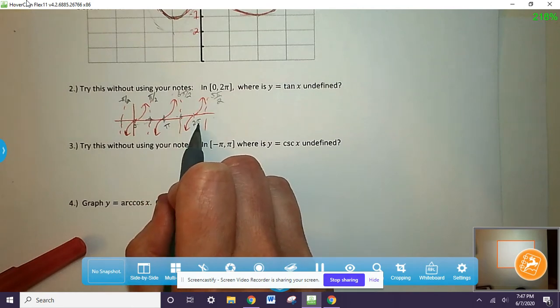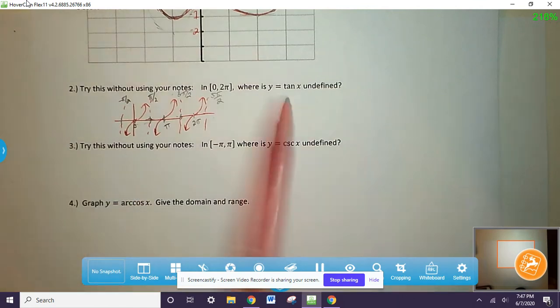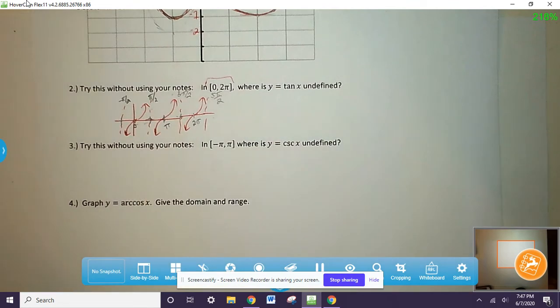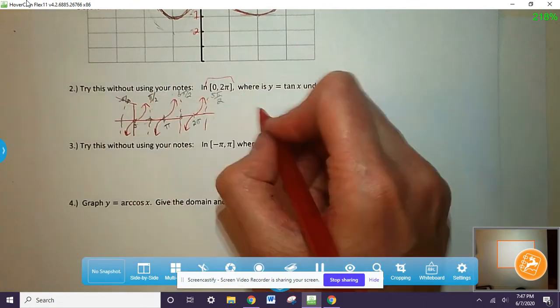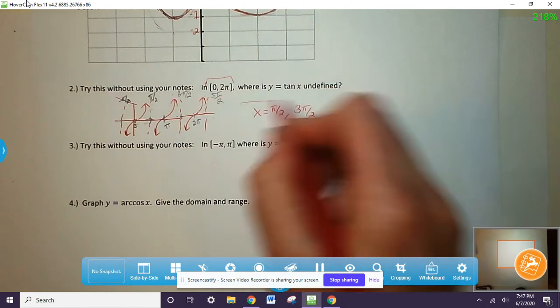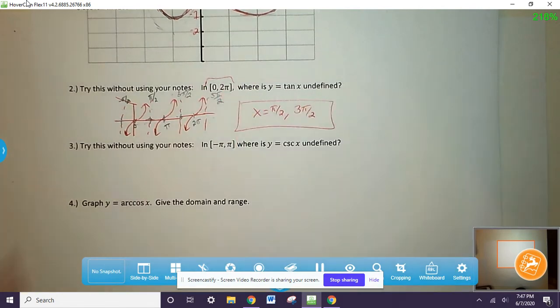So by getting this little sketch going, we can figure out where tangent is undefined. It's undefined everywhere there's an asymptote. But we only want to know in between 0 and 2 pi. So we're not interested in that negative pi over 2 over there. But we are interested in pi over 2 and 3 pi over 2. Tangent is also undefined at 5 pi over 2, but that's not within the window that I asked you to look at.